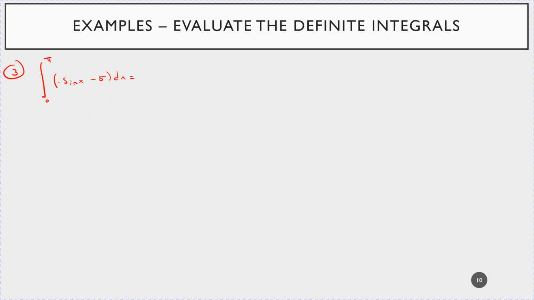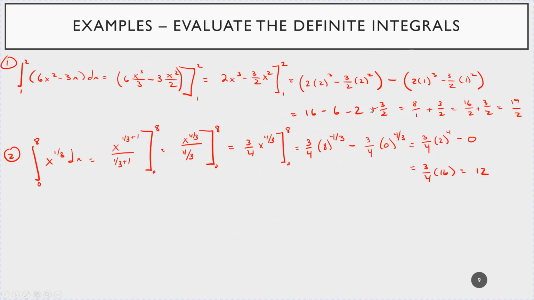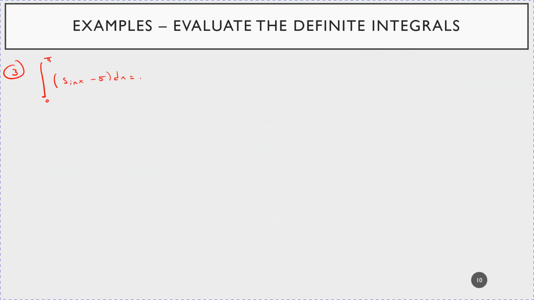So what does sine integrate as? If you need to go back, sine integrates as negative cosine of x. So this is negative cosine of x minus, and then 5 integrates as 5x. I'm going to go from 0 to pi. All right, so fundamental theorem, plug in. So this is minus cosine of pi minus 5 times pi, minus cosine of 0 minus 5 times 0.